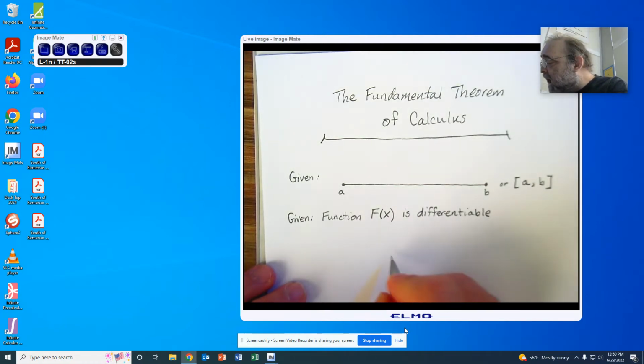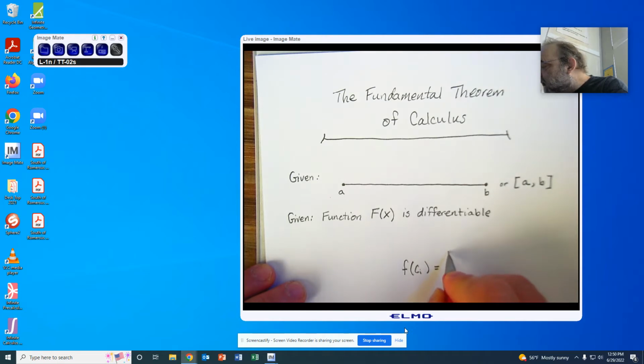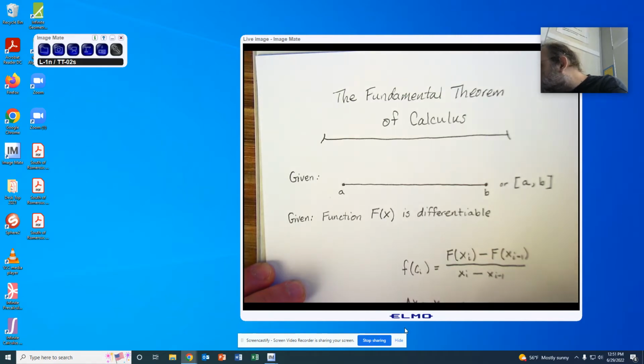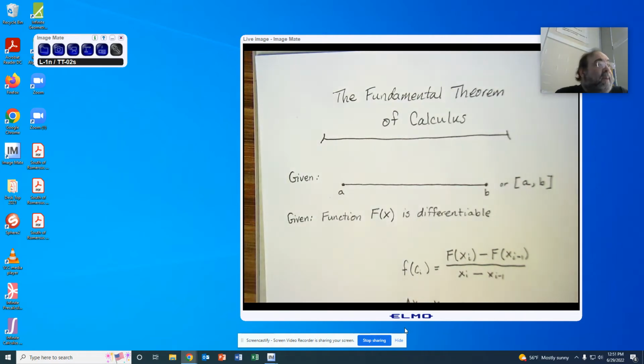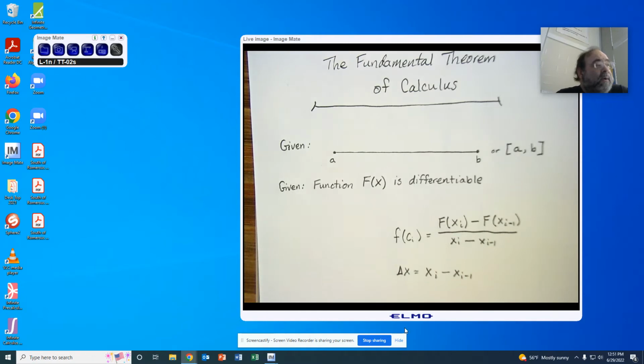For example, if the function f of x is differentiable and continuous, then there is a value c sub I somewhere on that interval a to b where the antiderivative creates a slope that is a good approximation. Now, the smaller the distance delta x, and if you recall, delta x is that difference between x sub I and x sub I minus 1, excuse me. So we have these basic facts that we're going to have to use.